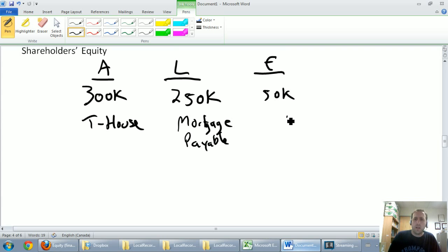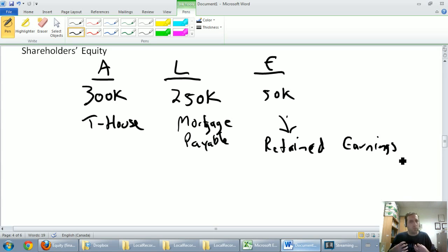Before I get to that, a couple of key accounts in equity would be retained earnings. And that is whenever a company makes money, the shareholders' piece of the pie gets bigger. And the account we use is called retained earnings to reflect that.